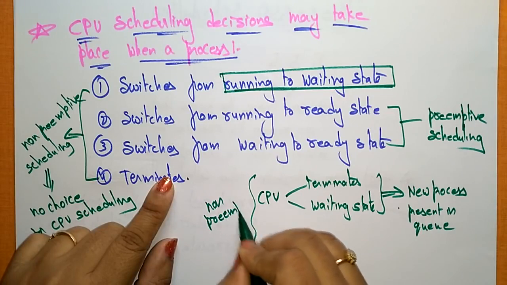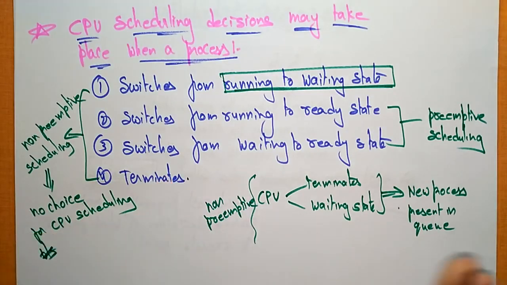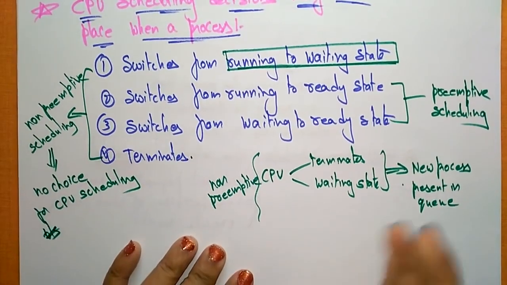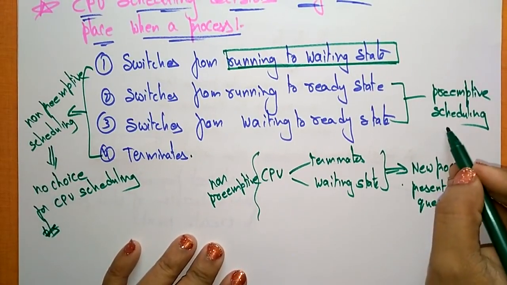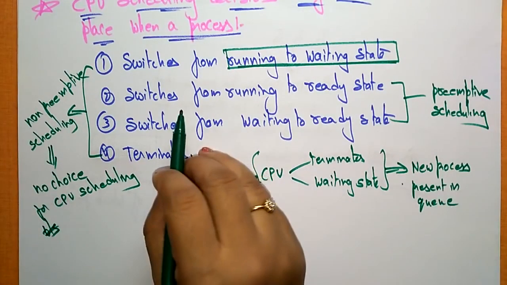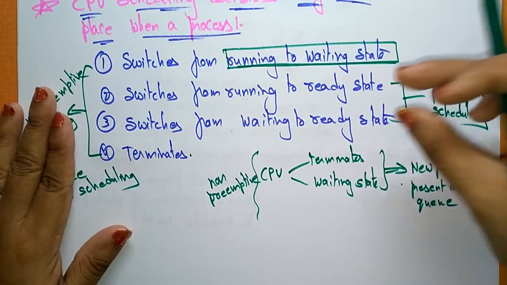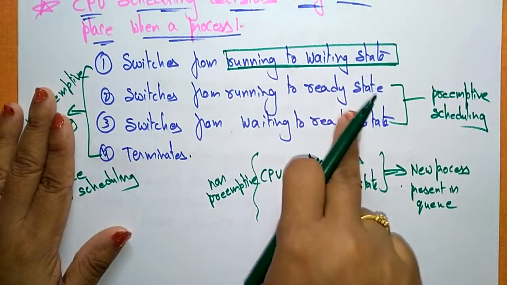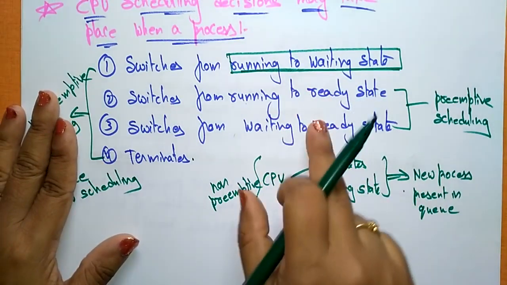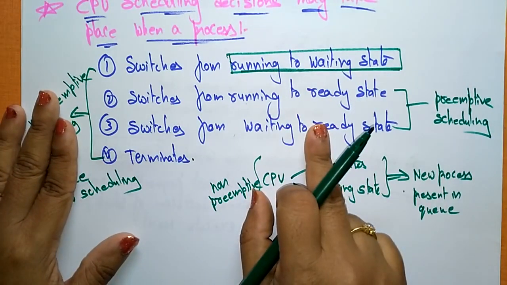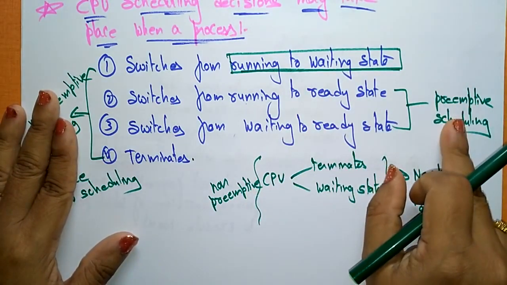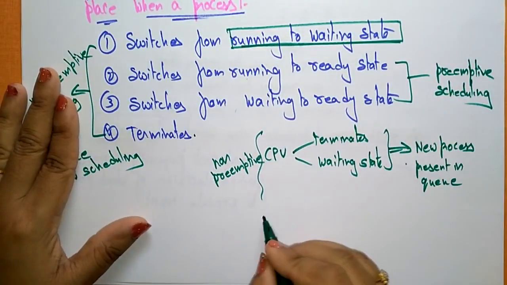So I will explain this clearly in the coming video, but I just gave a small brief description about non-preemptive. And coming to preemptive scheduling, here preemptive scheduling is running to ready and waiting to ready. So these two you call preemptive scheduling. Why do I call these two preemptive scheduling? Because preemptive is nothing but it is based on priority.